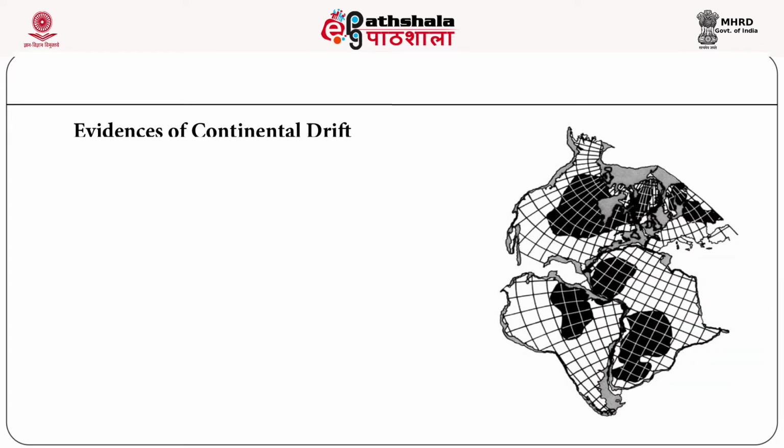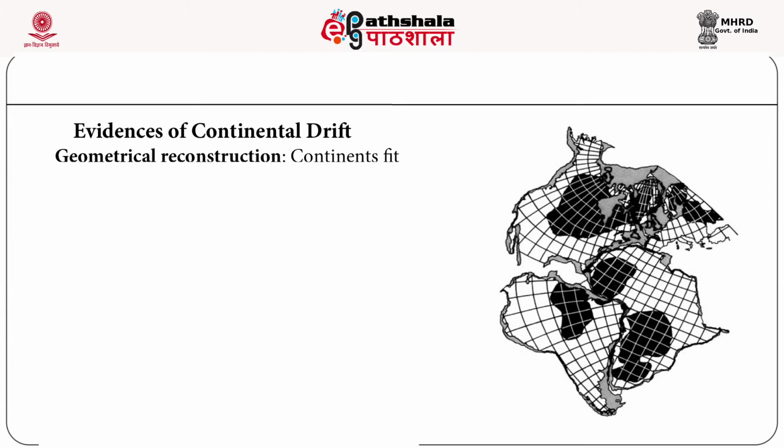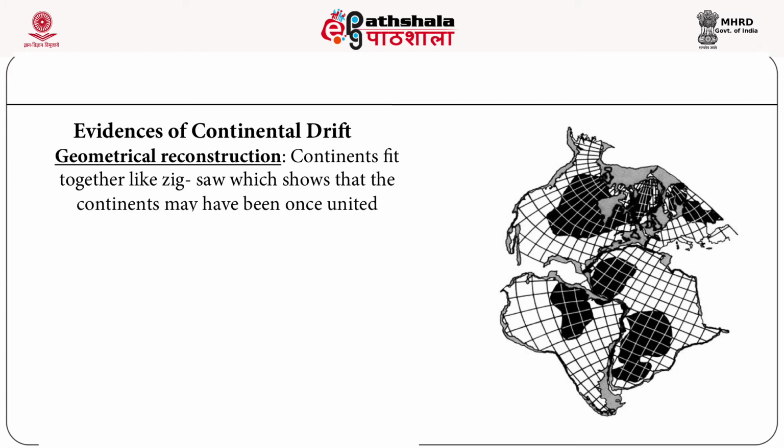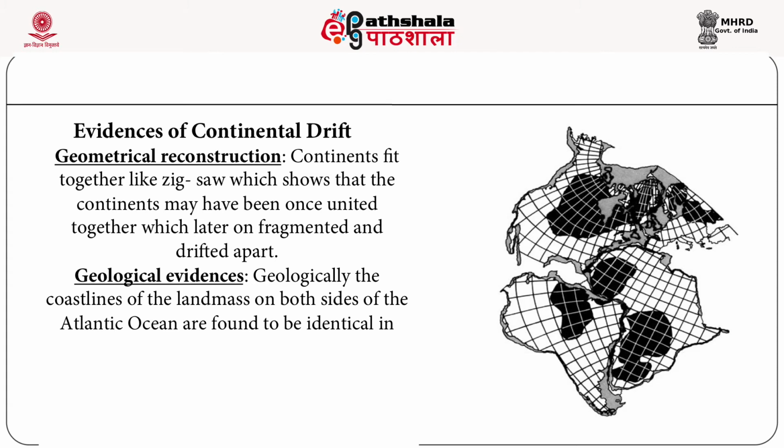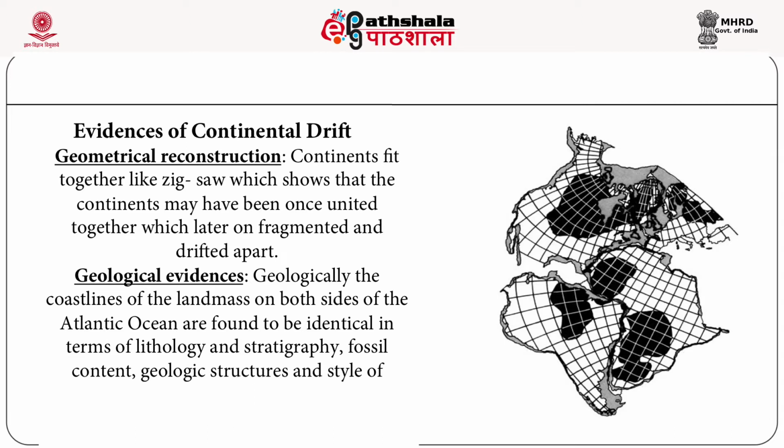Now let us look at the evidences of continental drift. Geometrical reconstruction. Continents fit together like a jigsaw, which shows that the continents may have been once united together but later fragmented and drifted apart. Geological evidences. Geologically, the coastlines of the land masses on both sides of the Atlantic Ocean are found to be identical in terms of lithology and stratigraphy, fossil content, geological structures and style of tectonic deformation.